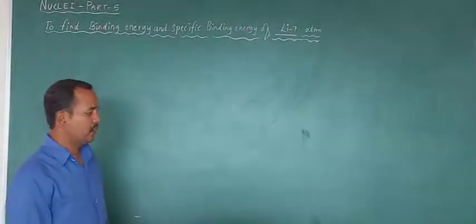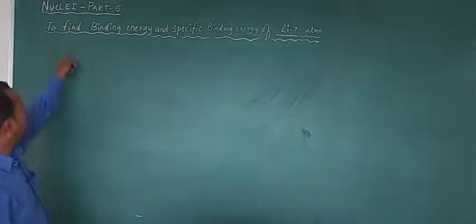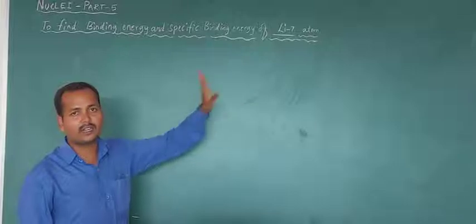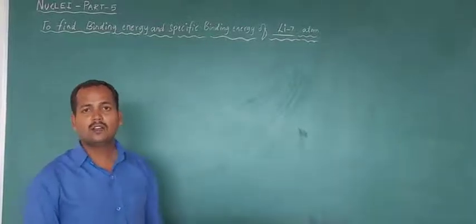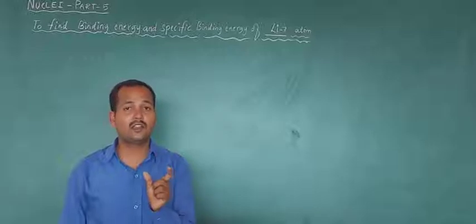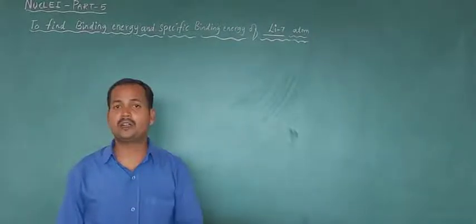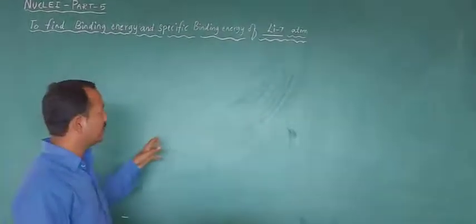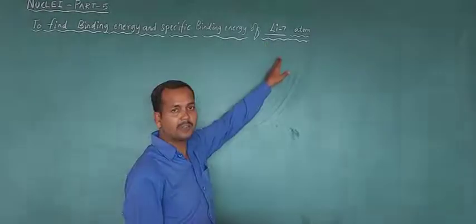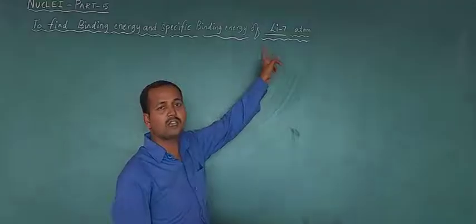Today I am going to explain how to find the binding energy and specific binding energy of the lithium 7 atom. In the last class, we studied the helium atom, its binding energy, mass defect and specific binding energy. Today we are going to find out the mass defect, binding energy and specific binding energy of the lithium 7 atom.